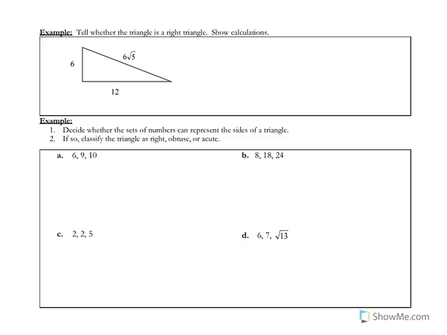So now we have an example. Tell whether the triangle is a right triangle. Show calculations. So don't just write right or not right. You got to show me why. We have to figure out which is the longest side. So if you don't know what 6 radical 5 is, throw it in your calculator. 6 radical 5 is approximately 13.4. So that helps us decide what's my c. Well, my c is the longest side. So if there was a right angle, it would be in that bottom corner.